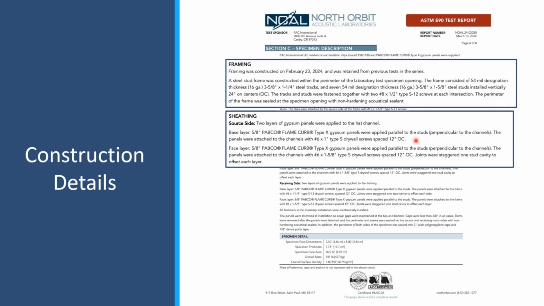And if you're trying to scrape by a couple STC points to get to your STC 50 code minimum, or whatever your target is for that project, that screw spacing might be enough to nudge you one way or the other over that boundary. And when you include that plus all the other sources of variation, it's just one more detail to pay attention to, and you want to make sure everything's lined up in your favor so you're as likely as possible to get the results that you want in the field with the real construction.